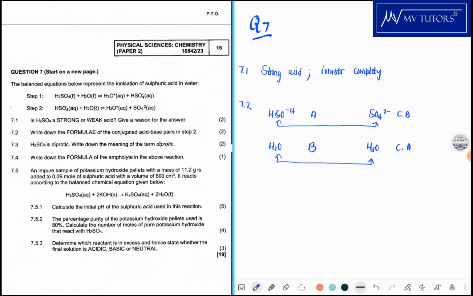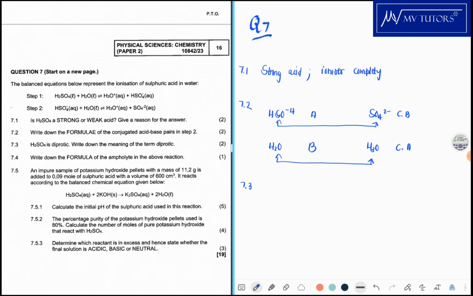And then we get to 7.3. So it says, sulfuric acid is diprotic. Write down the meaning of the term diprotic. Yes, it is. There are 2 H atoms, so it's diprotic. If you look at hydrochloric acid, it's just HCl, so that is monoprotic. If you have a look at phosphoric acid, it's H3PO4, that is triprotic.